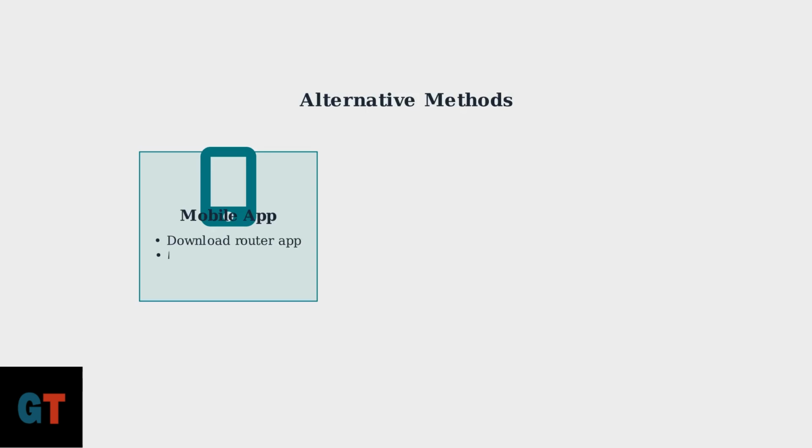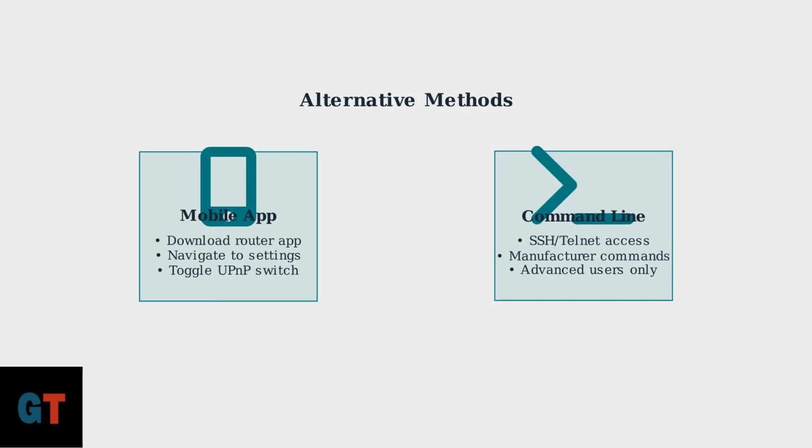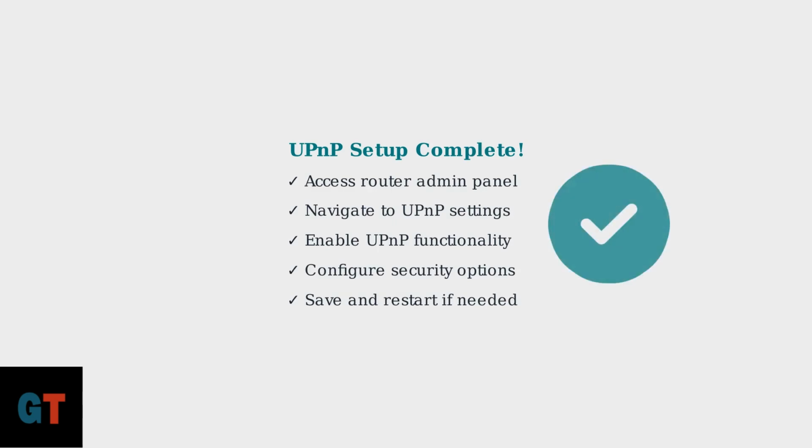Besides the web interface, many routers now offer mobile apps for easier configuration. You can also enable UPnP through command line interface for advanced users, though this requires manufacturer-specific commands. Enabling UPnP is a straightforward process that greatly simplifies network device connectivity. Remember to check your security settings and monitor connected devices regularly to maintain network safety while enjoying the convenience of automatic port configuration.